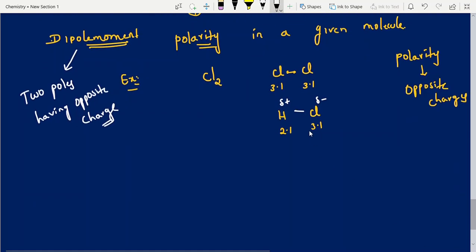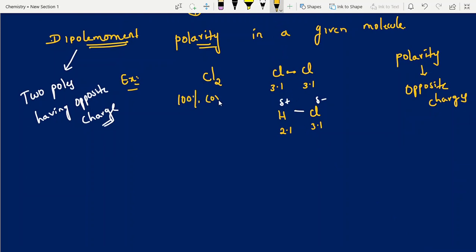HCl molecule, you cannot say it is 100% covalent, but this one you can say 100% it is covalent. Maybe the majority is covalent, but some percentage is definitely ionic in nature. Ions are developed, no? How can you say it is a pure covalent bond? Pure covalent bond is nothing but non-polar. This is a non-polar molecule, no polarity. This is a polar molecule. Did you understand the difference between polar and non-polar?